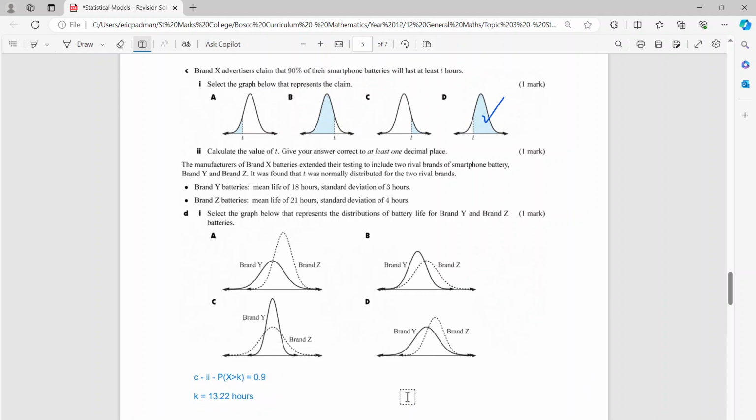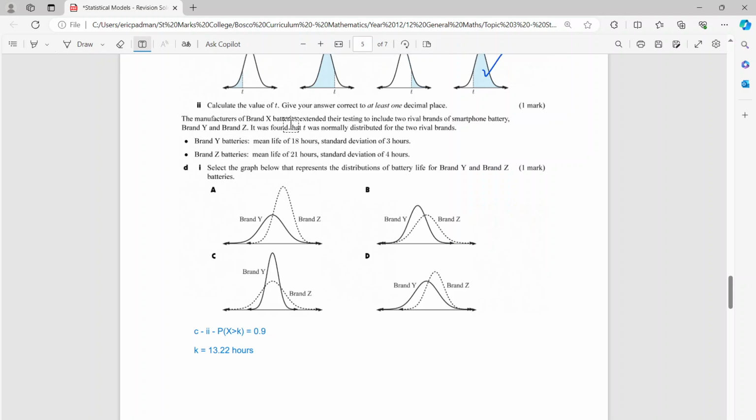That's part two. All right. Manufacturers of brand X batteries extend their testing due to rival brand smartphone battery, blah blah blah. Brand Y and brand Z. Okay. It was found that the battery life is normally distributed for the two rival brands. Brand Y has a mean life of 18, standard deviation of 3. Brand Z has a mean life of 21 and standard deviation of 4.